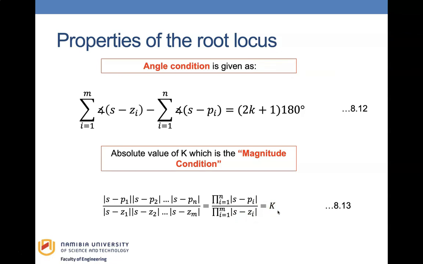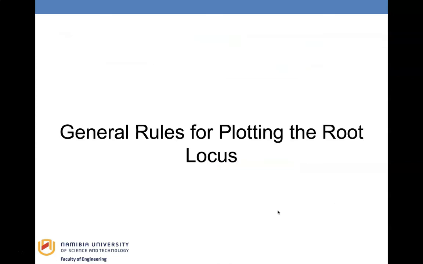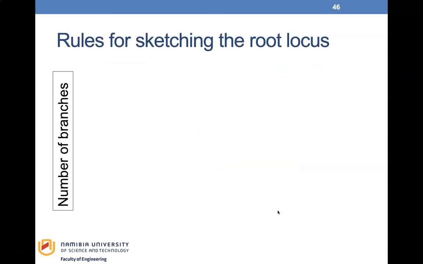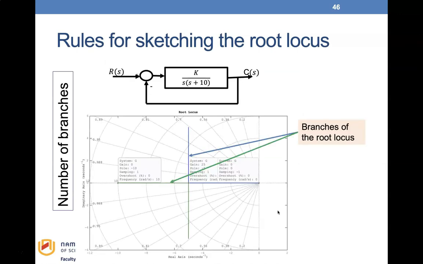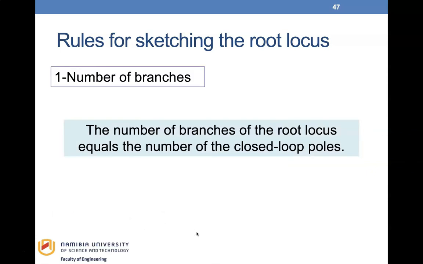Let us now give some general rules for plotting the root locus. The first is the number of branches of the root locus. Recall the example of the second order control system in lecture 802. I have reproduced it here. You can observe that there are two branches, the blue branch and the green branch. A branch is defined as the path that one pole traverses, which means that there will be one branch for each closed loop pole. The first rule, therefore, is the number of branches of the root locus equals the number of the closed loop poles.